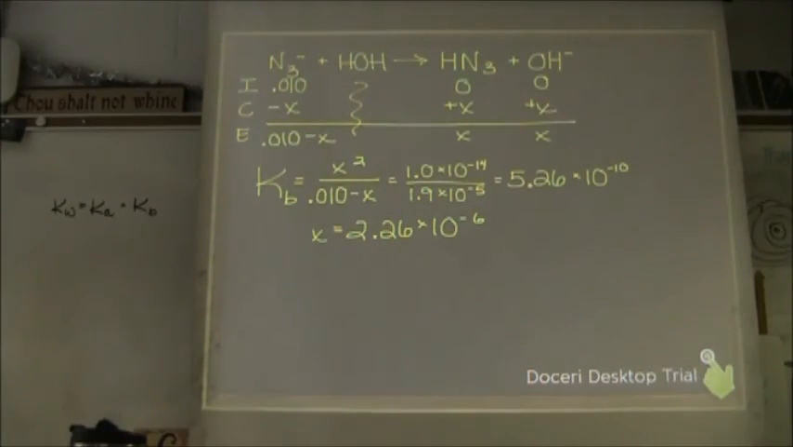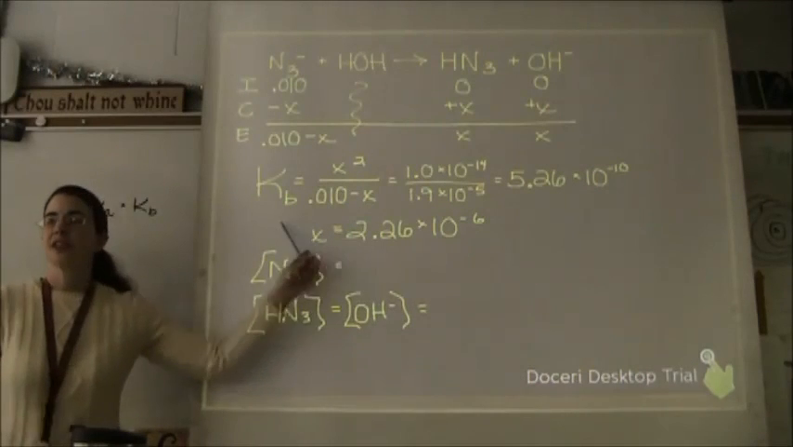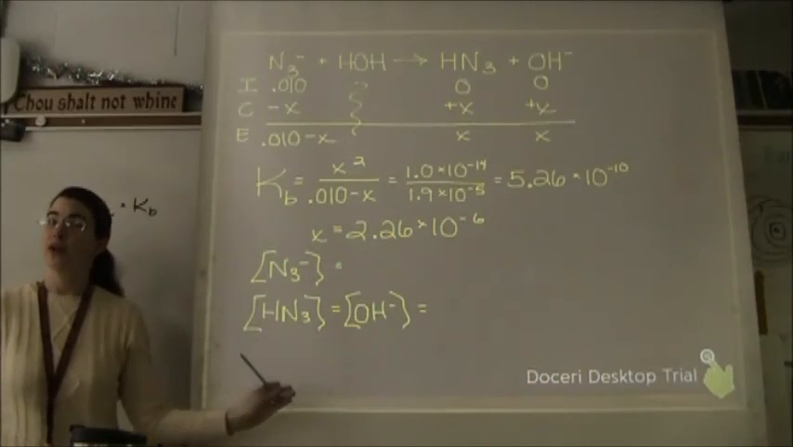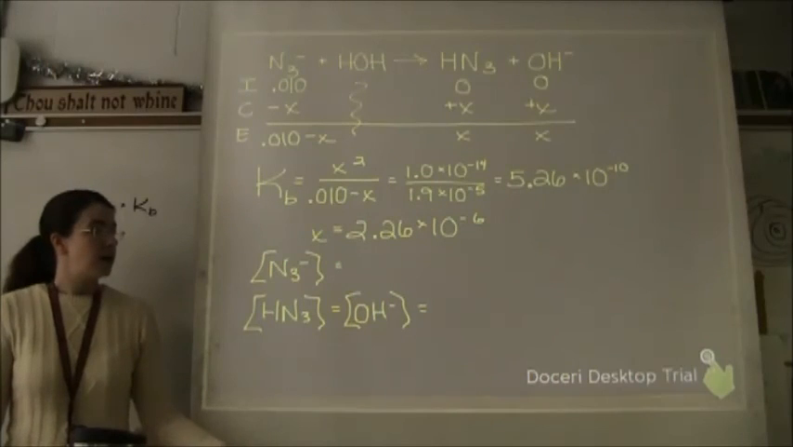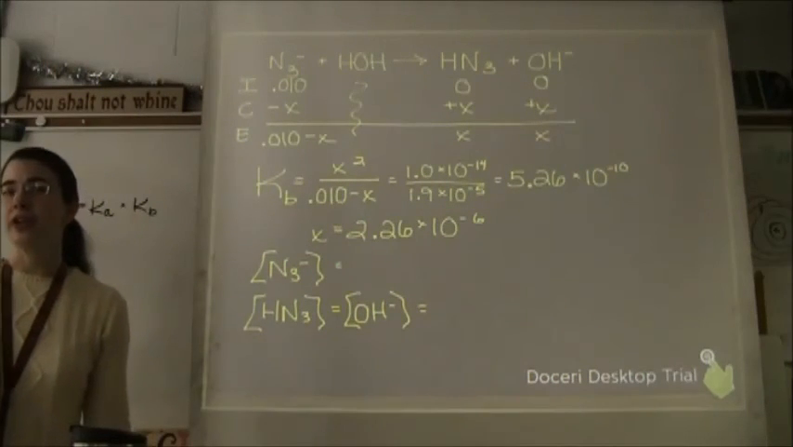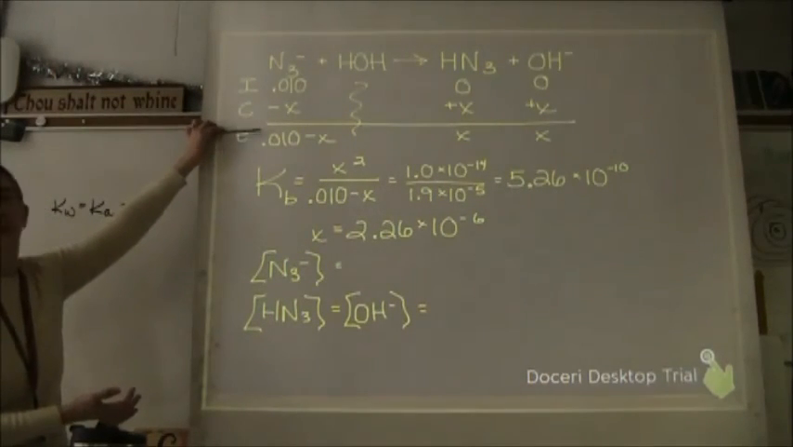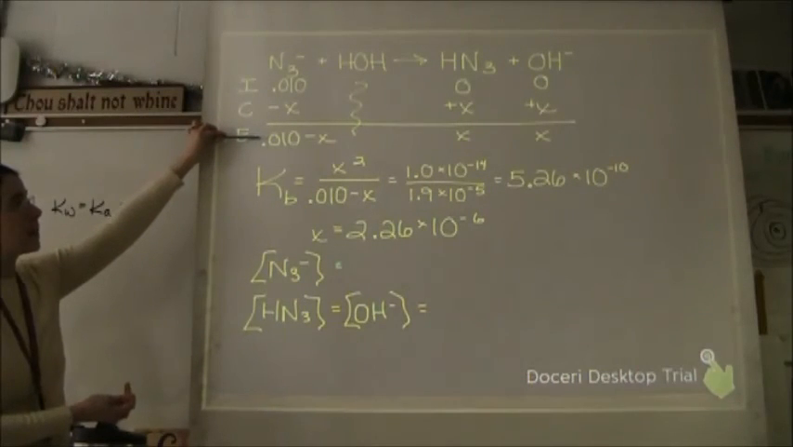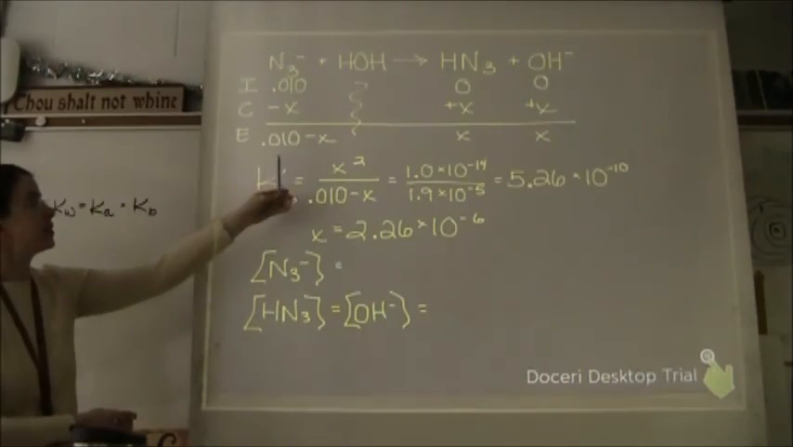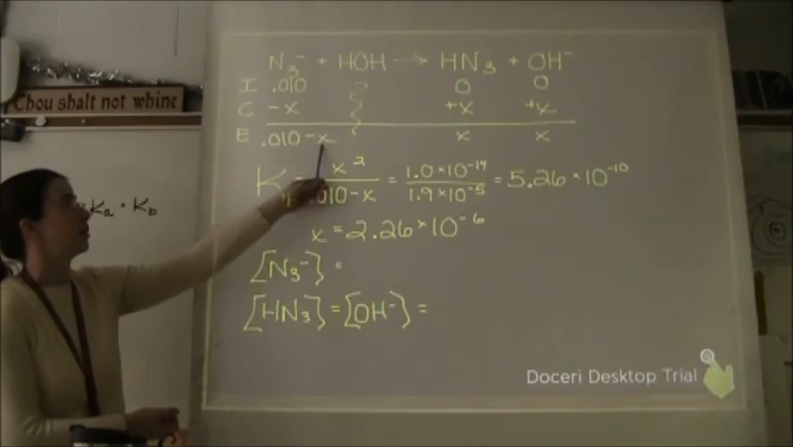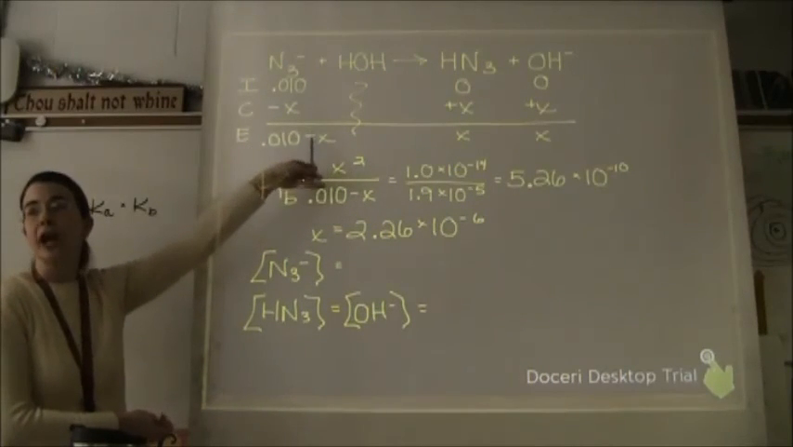Anybody else get that for X? Yeah. Okay. Wait, no, I got you. Close enough. This is what we were supposed to solve for. The problem said, solve for the concentration of all species. All species, guys, just means anything left on this last line. Do I have azide ion left? Yes, I do. Let's just plug in the number. Do this subtraction.